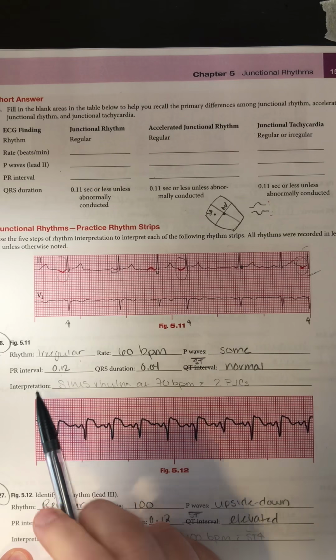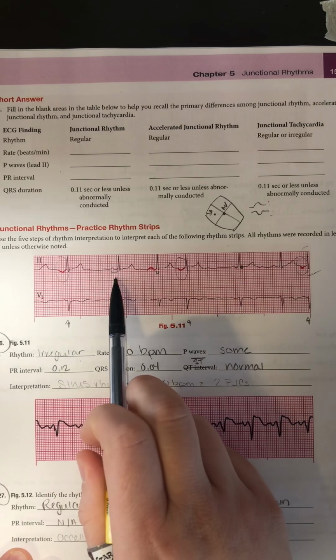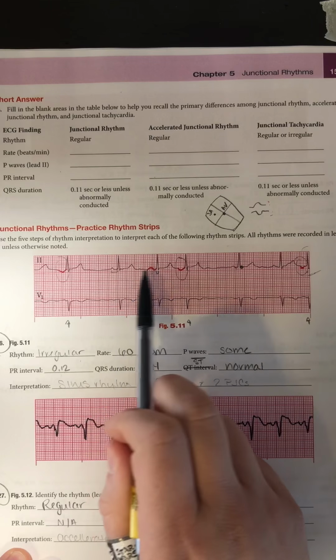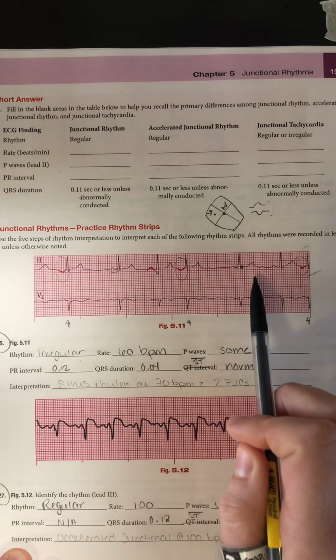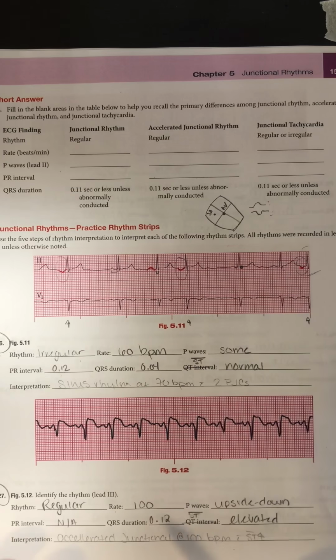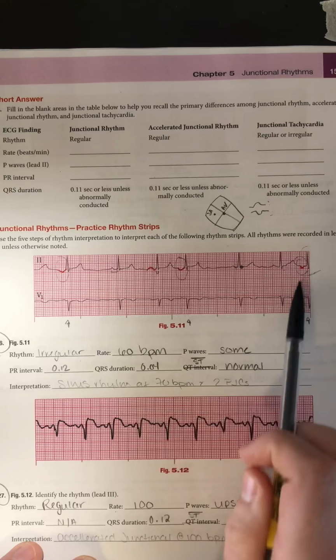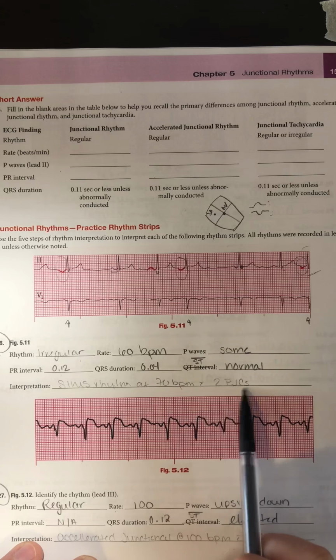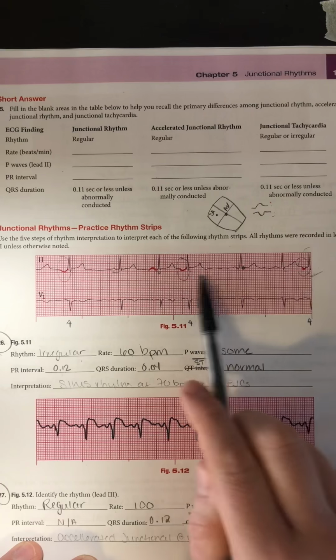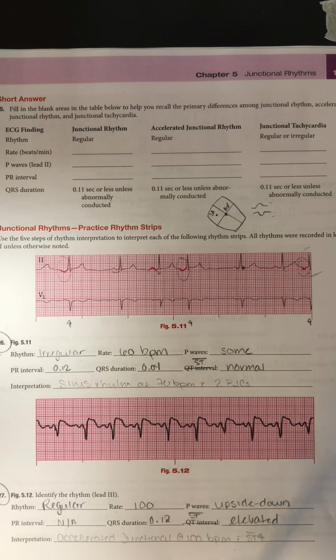So for my interpretation, I put sinus rhythm because my underlying rhythm is sinus. You can see my sinus complex is here, and then I have two sinus complexes here. At 60 beats per minute, I put 70 down here because I did count that one in, with 2 PJCs, and those are the two that I can see that are coming premature.